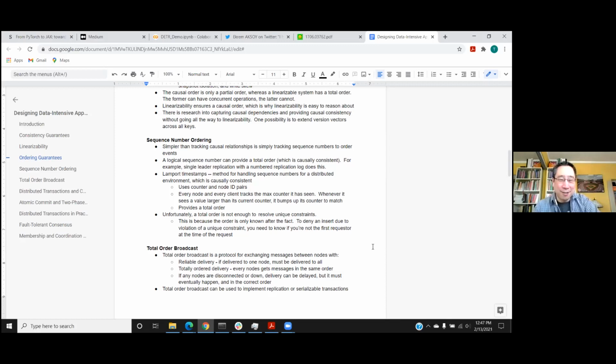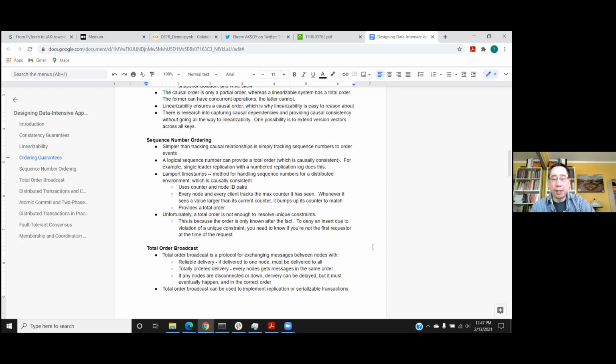The issue with the Lamport timestamps is that the example he gives is if you're trying to do a unique constraint. The Lamport timestamp gives you a total order, so at first blush, it looks like it's good enough. The problem is when the total order is known. The total order is known after the fact, after all the requests have come in.